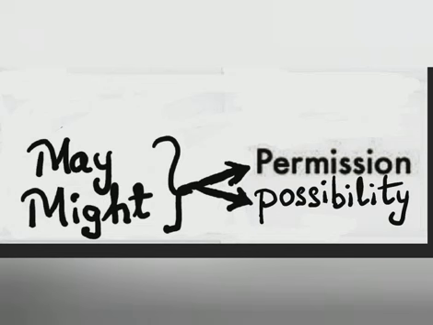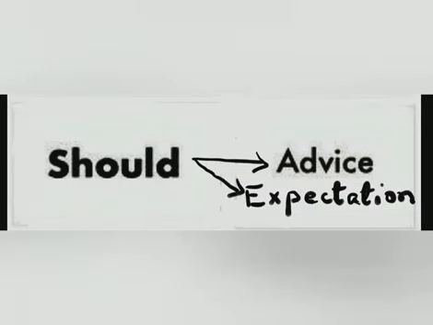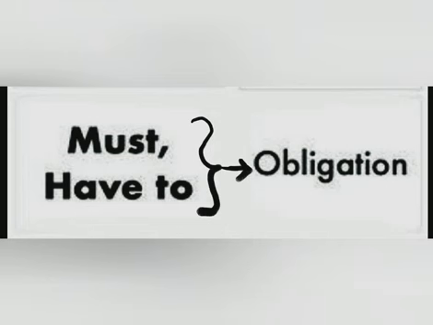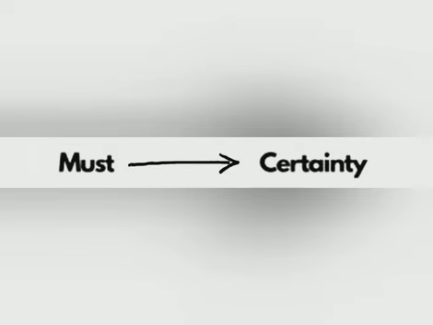May and might are used for giving and seeking permission or to indicate possibility. The word should is used to give advice or to imply expectation. Must and have to both mean obligation. Must can also imply certainty.